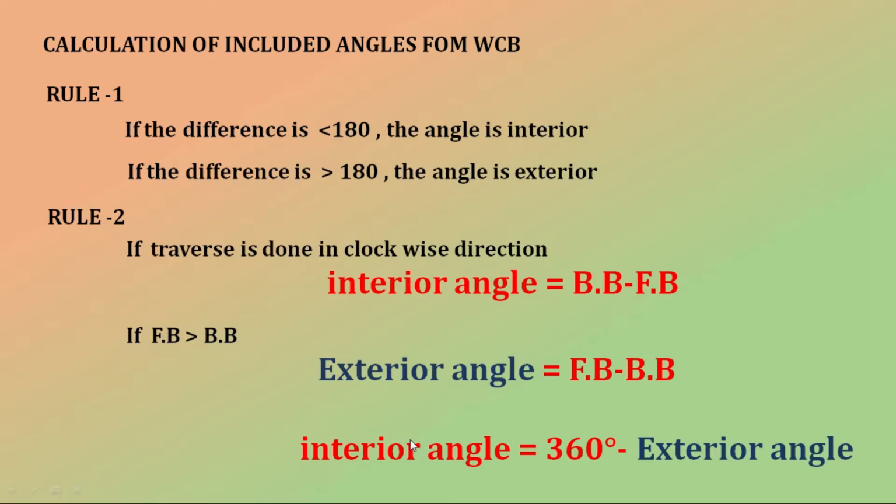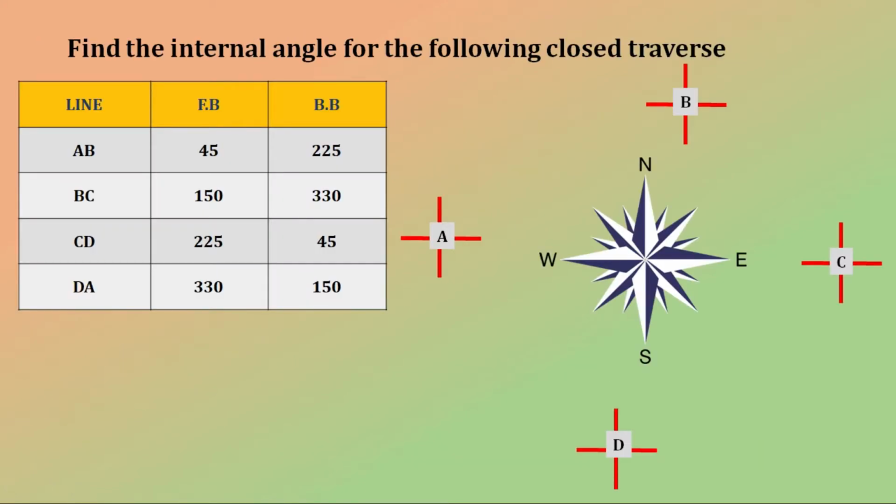So let's understand this by taking one example. These are the data given to us. We have a few survey lines, that is A to B, B to C, C to D. By this figure you can see that all the readings are taken in clockwise direction and traverse is also in clockwise direction. So first we will plot line AB. Line AB is given to us at a degree of 45.